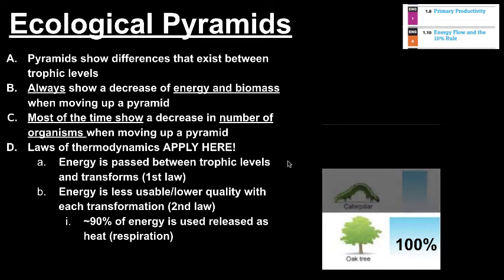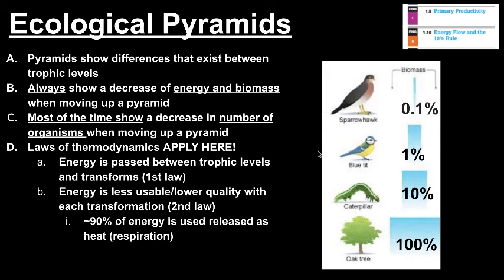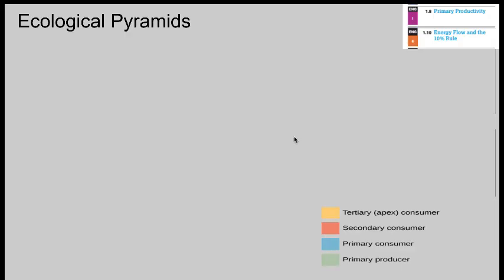Energy always shows us that. Biomass will always show us that. So we have 100% of energy, numbers, biomass, and we go to 10%, and then we go to 1%, and then 0.1%, following our 10% rule. So each time 10% is passed on and 90% of the energy is used or released as heat.